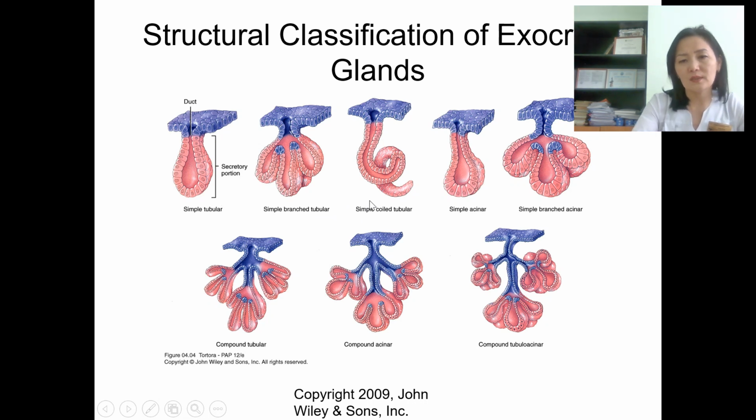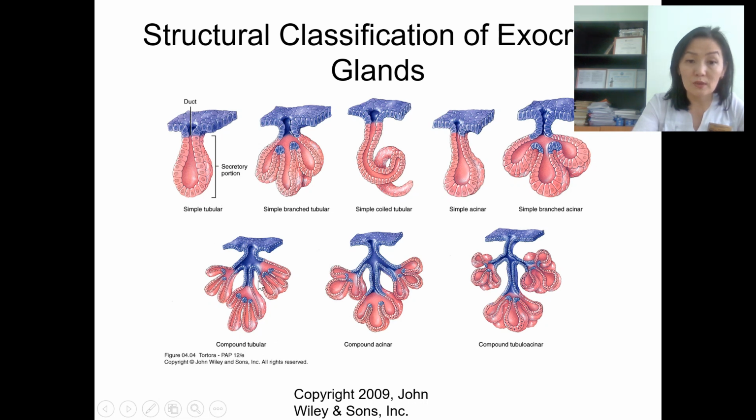Next type of simple gland, simple coiled tubular. Of course, simple because one duct, tube-like structure, but coiled. That's why you can see simple coiled tubular gland. Next one, simple acinar gland. Simple because this is one duct, acinar because the secretory portion is like an acinus. That's why simple acinar gland. Also, simple acinar glands can be simple branched acinar gland. And below we can see the compound type of gland.